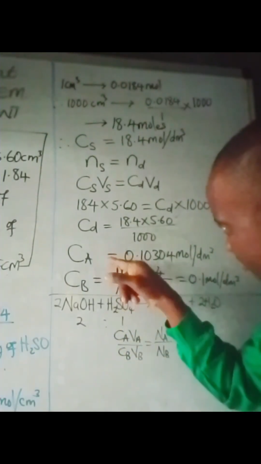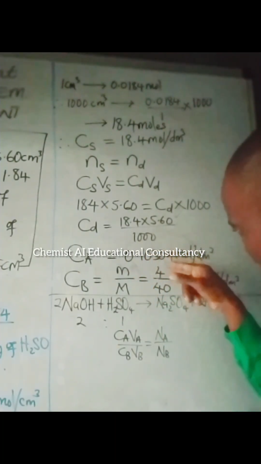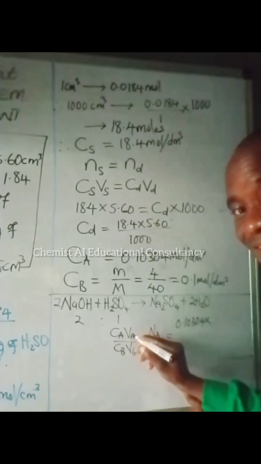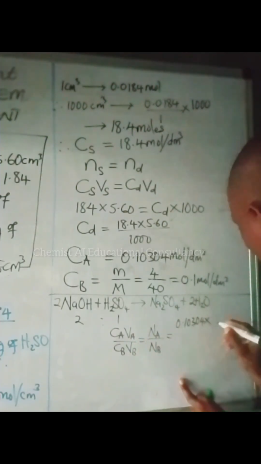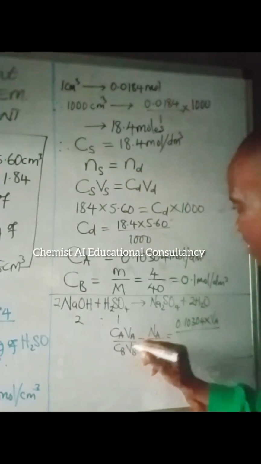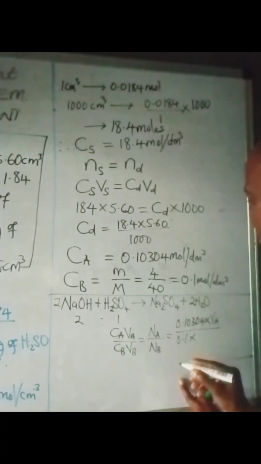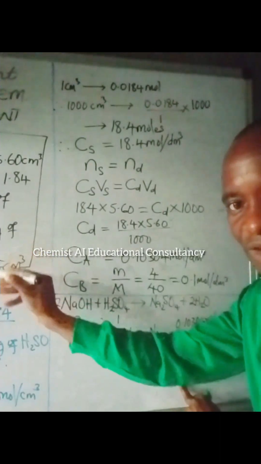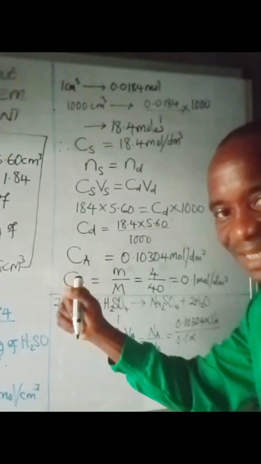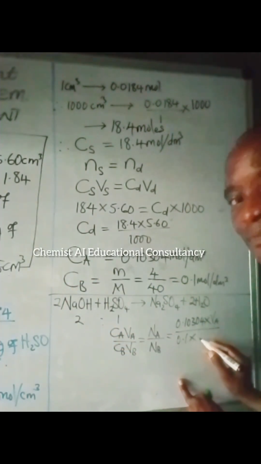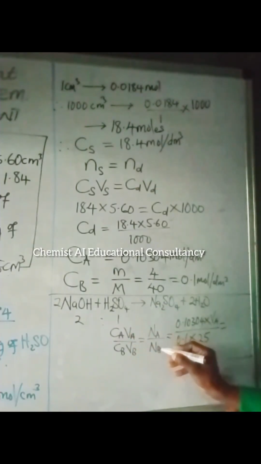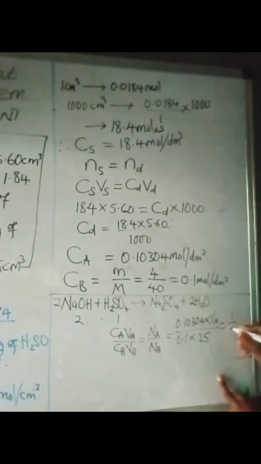Now CA is 0.10304. You write it down, times volume of acid, that is the endpoint we are looking for, VA, over concentration of base, which is 0.1, times volume of base, that is your pipette volume in your school, 25 cm cube. If your pipette volume in your school is 20 cm cube, you write 20 here, but I'm using 25, equals number of moles of acid is 1, number of moles of base is 2, so we have 1 over 2.